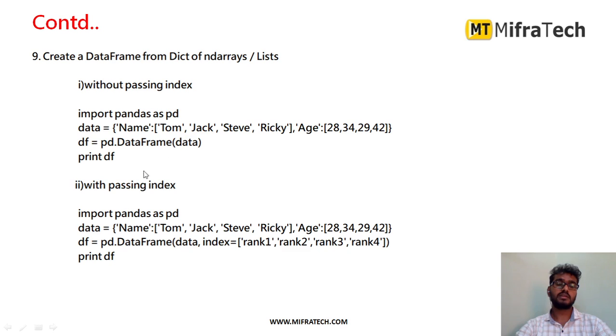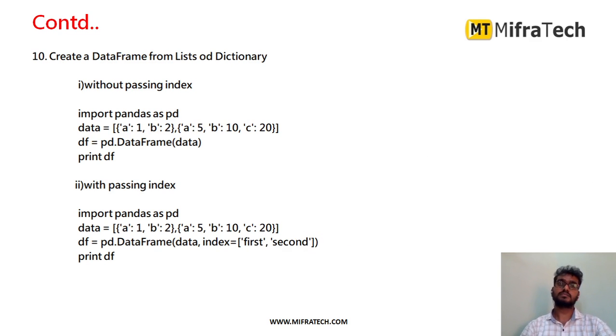Similarly, we can do the same with passing an index. In this pd.DataFrame, the first parameter we pass is the data, and the second parameter we can pass is the index. In the index we can give any names like 1, 2, 3, or here we have given rank 1, rank 2, rank 3, rank 4. So in the first column we will get rank 1, rank 2, rank 3, rank 4. The second column will get names, the third column will get age values. That will help us visualize the data in a convenient manner.